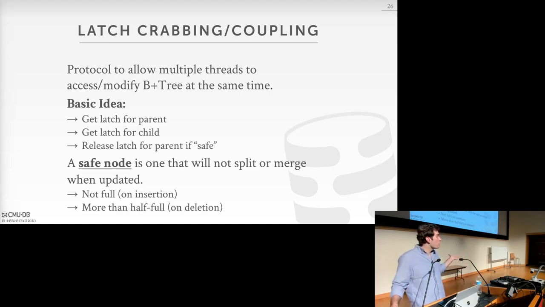So this sounds really complicated. Why are we doing it? The answer is that it improves concurrency substantially for B plus trees. So imagine we only allowed one thread ever to read from or write to the B plus tree. That would really bottleneck our system. So we want to be able to allow these concurrent reads and writes to happen, but we still need to make sure they happen in a safe, error-free way.